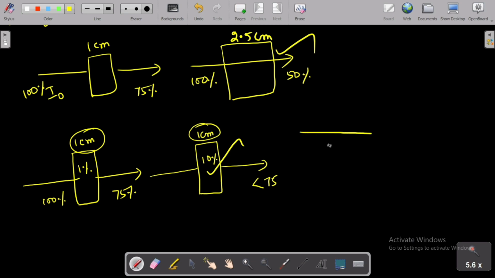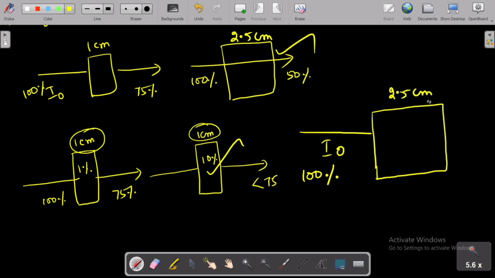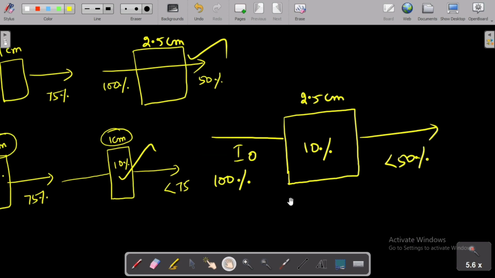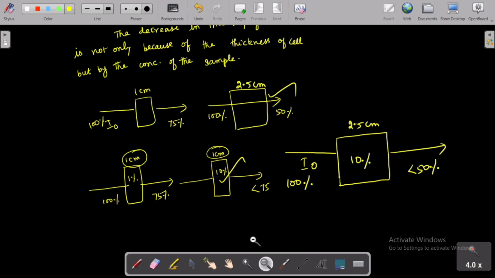If the incident light is passed with 100% intensity, and the thickness of the sample is 2.5 centimeter, and the concentration is taken as 10% instead of 1%, then I can expect the decrease in intensity to be less than 50%. So this one is the Beer-Lambert's law. I hope you can correlate these three cases. This is the first case, this is the second case, and this is the third case.